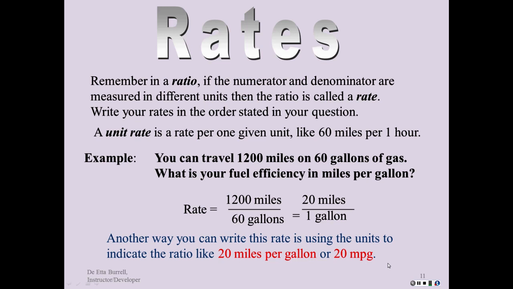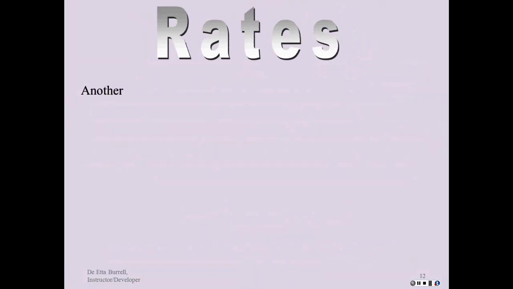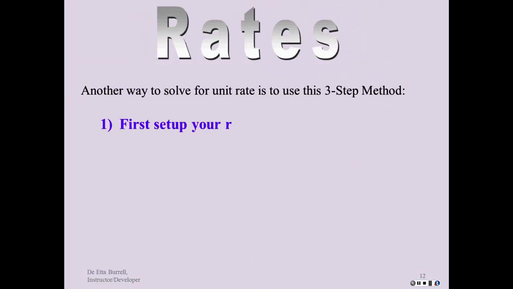So there's a couple of choices you have when you're dealing with rates of how you want to write it. The question didn't say I had to write it a particular way, so I have a lot of different choices I can write it. But remember to do your rates in the order that the question gives it, just like you would do it for a ratio, because a rate is a ratio, it just has different units. No, if we did 60 into 1,200, we'd get 20.